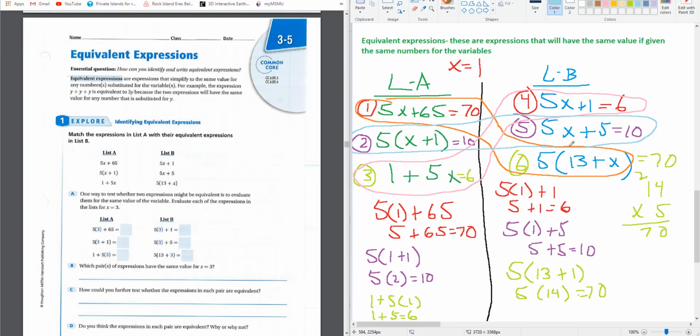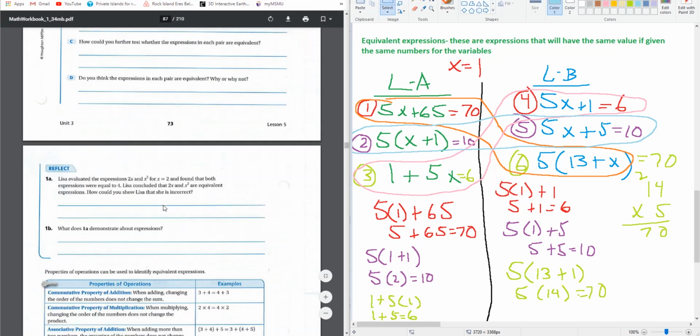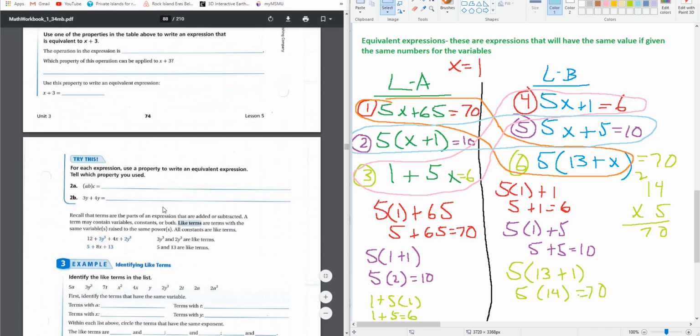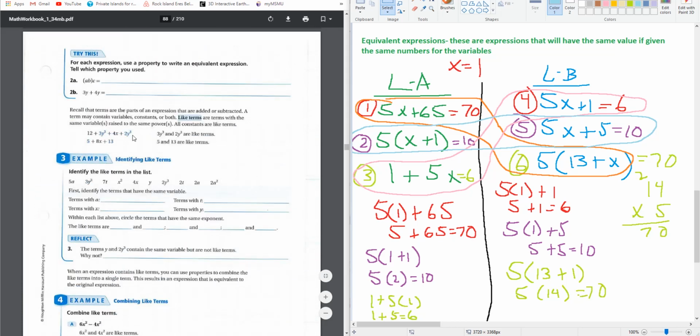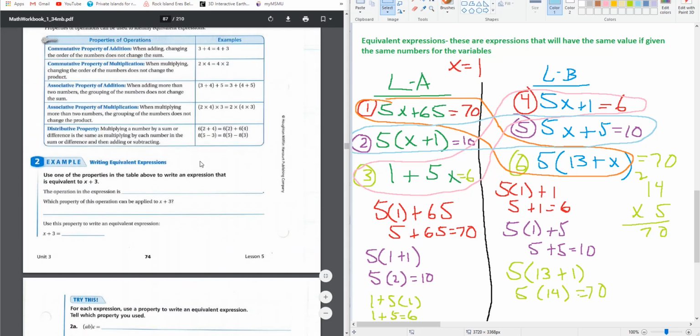So for each one of these, if you want to know if two expressions are equivalent, pick a value for your variable, you plug it in, and see if they come out to the same number. If they come out to the same number, they're equivalent. Now, this is very important because later on, we're going to have to deal with commutative property, writing equivalent expressions, which if you don't know what equivalent expressions are, it'd be pretty hard to create one.